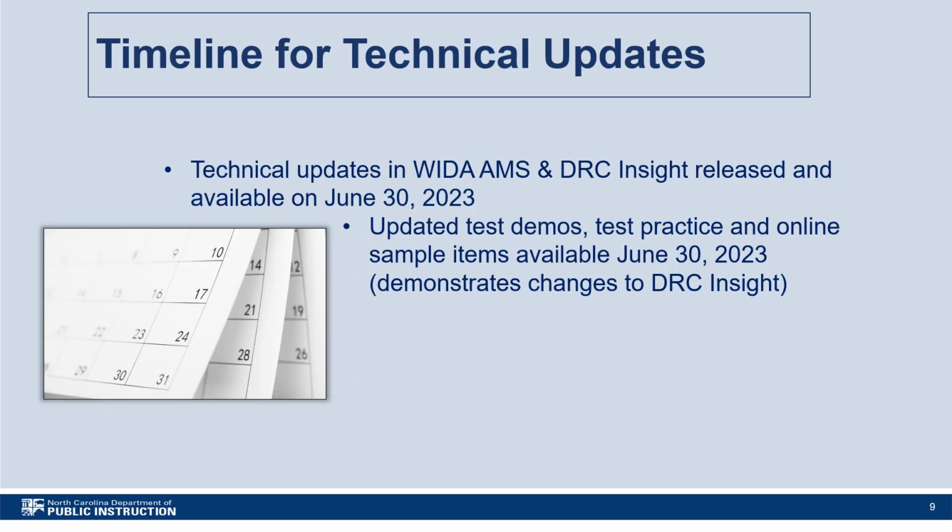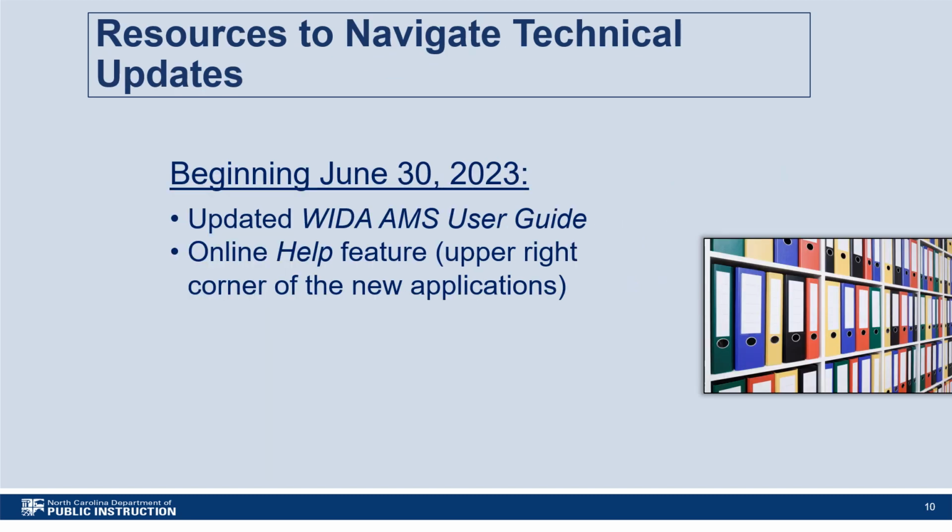The technical updates in WIDA AMS and DRC Insight will be available in each respective system on June 30th, along with the updated test demos, test practice, and online sample items that will help educators understand the changes that are present in the DRC Insight system. The test demos, test practice, and online sample items can be accessed through the WIDA website. There are also resources that will be available for educators to use that will support the navigation of these technical enhancements. Beginning June 30th, the updated WIDA AMS user guide will be available for download and reference, as well as a new online help feature.